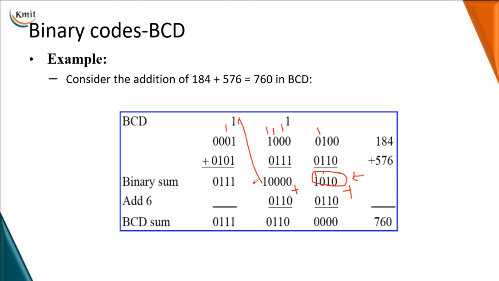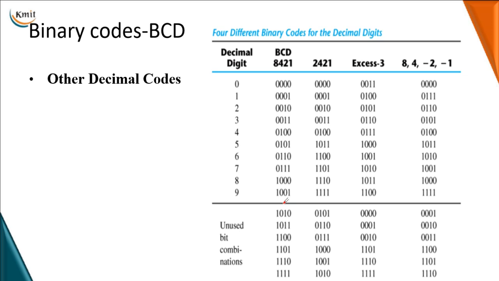So no carry. 0 plus 1 is 1, 0 plus 0 is 0. Now upon verifying the last digit's addition, the summation has not exceeded 9 and it doesn't forward any carry to the next most significant position. Hence no need to correct it and you can take that as it is, as a 7. So upon your correction by adding 6, this becomes 7, this becomes 6 and this becomes 0. Like this we have to correct your BCD addition.